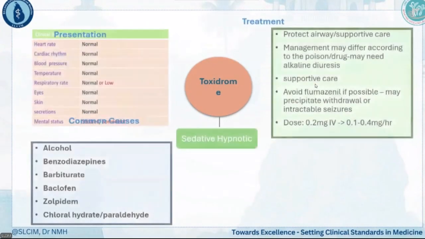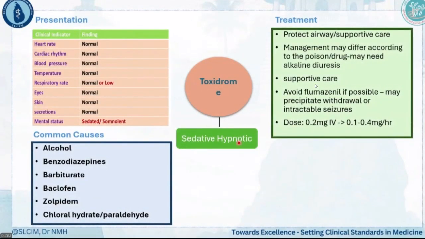All right. And the next one is the sedative hypnotic. The common causes are alcohol, benzodiazepines, barbiturates, baclofen, and others like chloral hydrate, paraldehyde, and so on. You have to remember that you have to protect the airways in these patients. Make sure that you give enough supportive care and avoid flumazenil if possible. Flumazenil is the antidote, but it might precipitate withdrawal or intractable seizures. If you give it, it's 0.2 milligram IV as a stat dose or a 0.1 to 0.4 milligram per hour infusion.